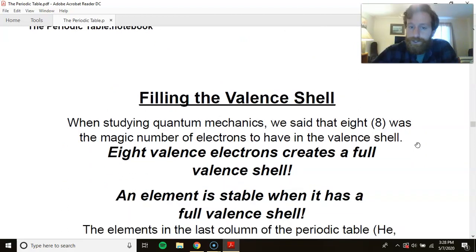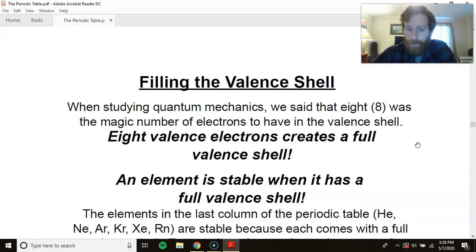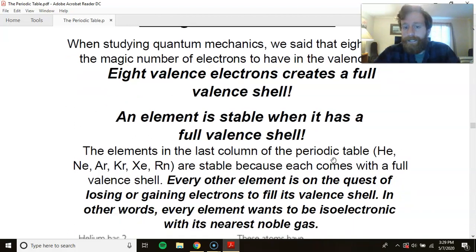So why is valence shell so important? It really is one of the most important concepts in chemistry, that those outer electrons determine how an element is going to bond into compounds and how it reacts in chemical reactions. And kind of the goal of all elements is to fill their valence shell. And so when studying quantum mechanics, when studying electron configuration, we said that 8 was the magic number of electrons to have in the valence shell.